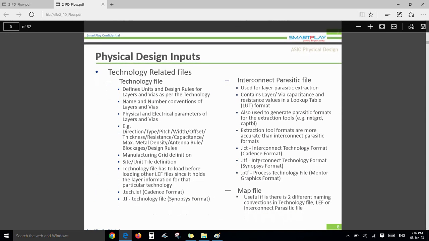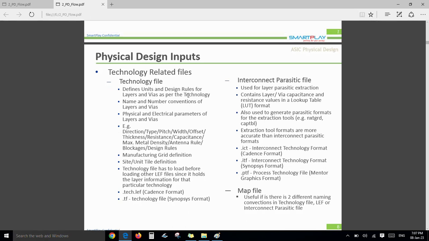And the technology file consists of the layers and via spec technology, like how much spacing, layer spacing, how much the vias should be spaced, and names and conventions, and physical and electrical characteristics of vias, those things like direction, pitch, and width.